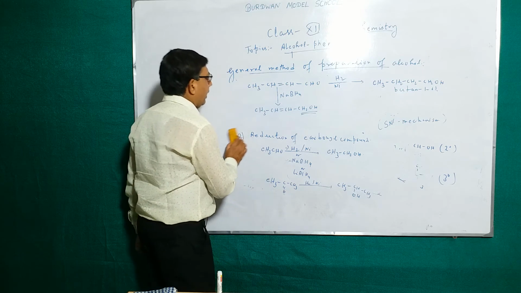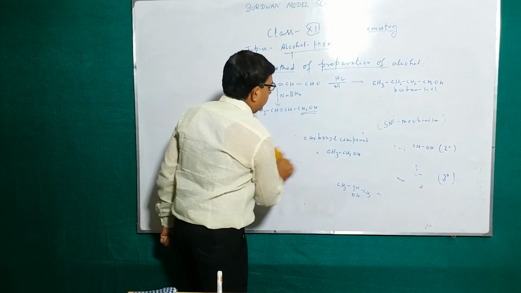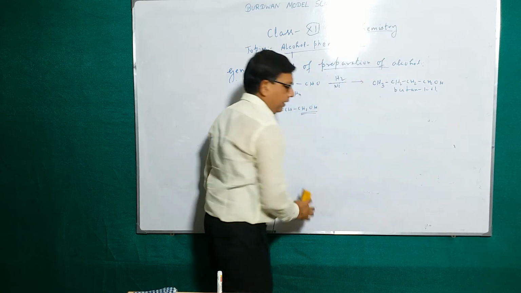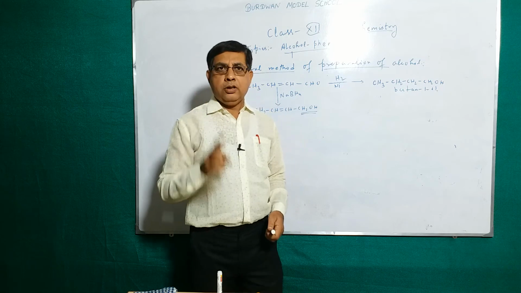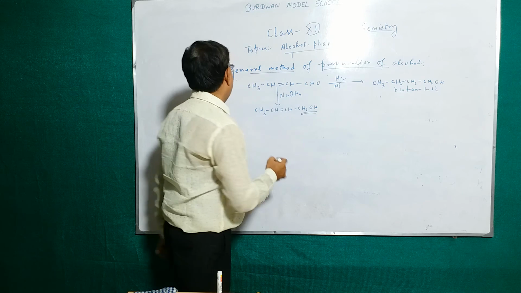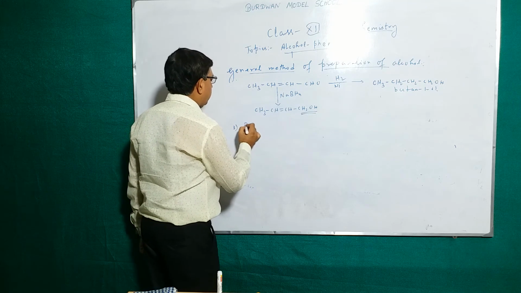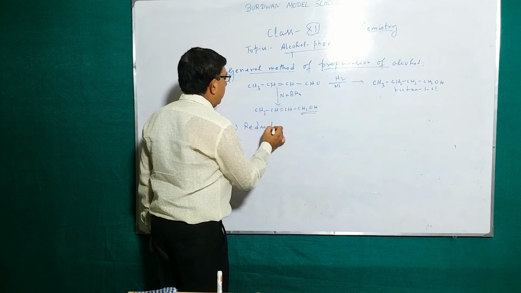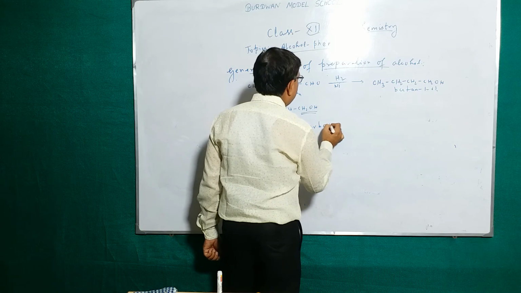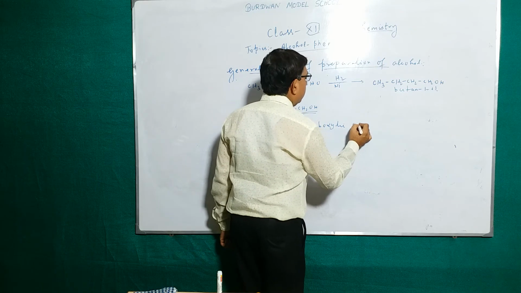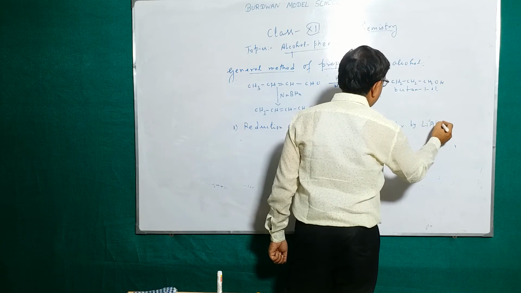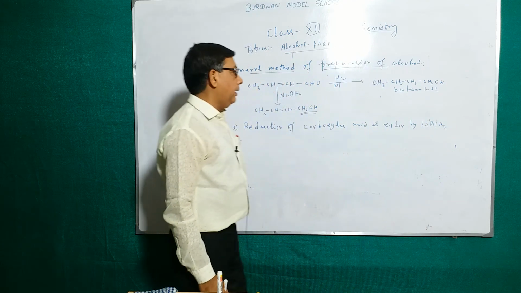So reduction of aldehyde and ketone gives primary and secondary alcohol. Carboxylic acid and ester are also reduced by lithium aluminum hydride. So the number three method is reduction of carboxylic acid and ester by a very important reagent, lithium aluminum hydride, LiAlH4.